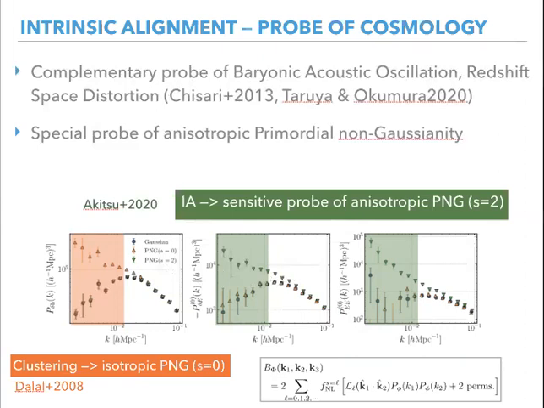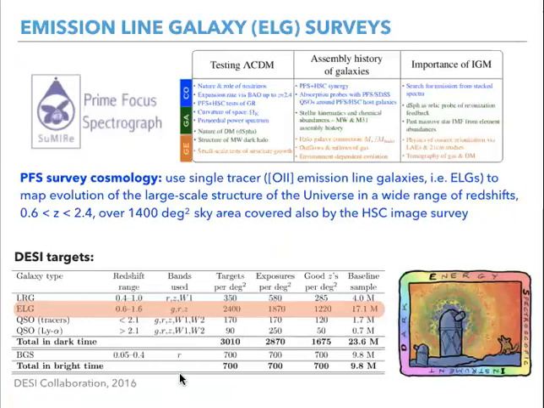So suppose we want to use the intrinsic alignment signal to constrain cosmology. What are the chances in the context of the upcoming surveys? We have, for example, the PFS survey that will probe the cosmology using emission line galaxies up to redshift 2.4. DESI will target luminous red galaxies up to redshift 1. This is good. But for higher redshift, it's also emission line galaxies up to 1.6.